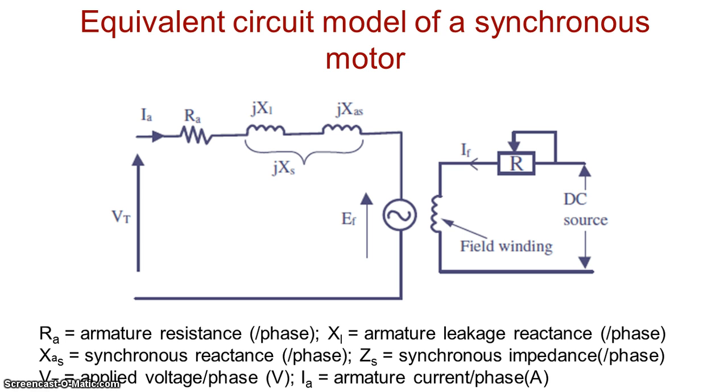First we'll start off with the basics. Let's look at the equivalent circuit model of a synchronous motor. I'll explain the terms on this diagram that you see here. RA is the armature resistance, XL is the armature leakage reactance, XAS is the synchronous reactance, ZS is the synchronous impedance which accounts for both RA and both the reactances. VT is the applied voltage or the terminal voltage, and IA is the armature current per phase. All the values that are given here are per phase.